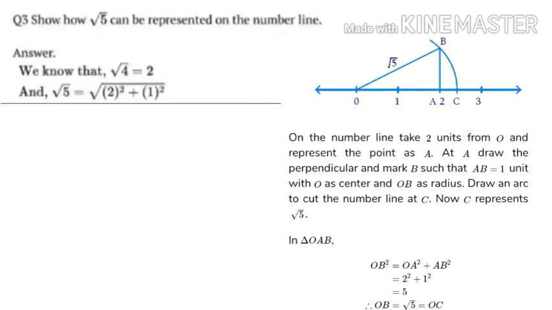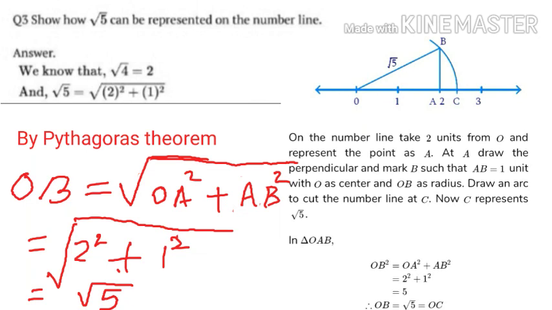Third question. So how can root 5 be represented on a number line? See children, this we have to draw. See children, this is root 5. So root 5 can also be written as root of 2 square plus 1 square, isn't it? Because 4 equal to 2 square. From the Pythagoras theorem, we know that in OB square, that means hypotenuse square, is equal to OA square plus AB square. Let's draw the number line.